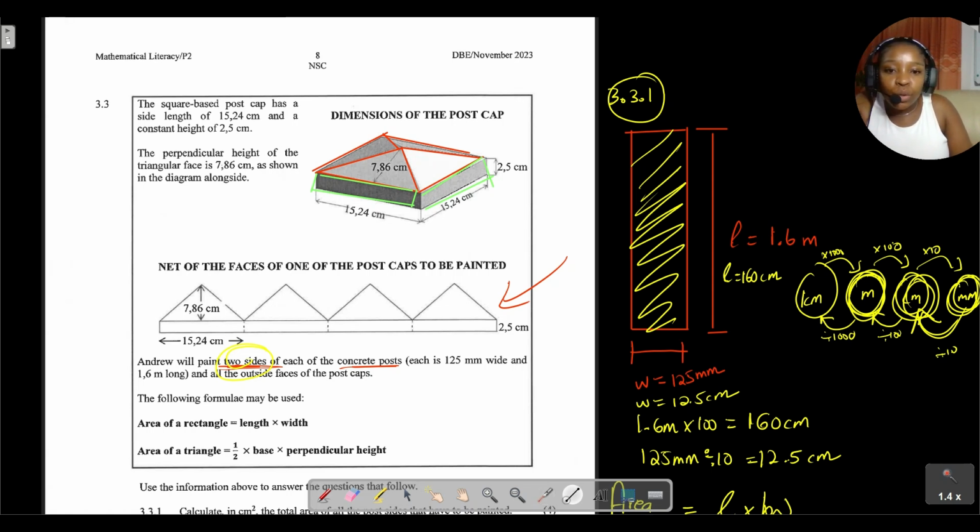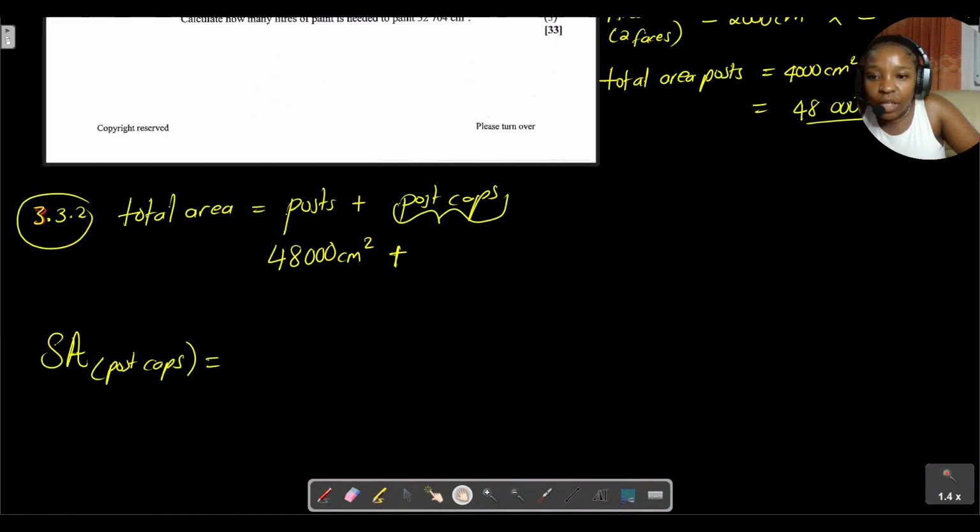So what do we need to do? We first start off by calculating the area of one triangle. How do we calculate the area of a triangle? It's given to us: half base times perpendicular height. What is the base of this triangle? It's 15.24. What is the perpendicular height? It must make a T for it to be a perpendicular height. It's 7.86. So we start off by calculating the area of just one triangle.